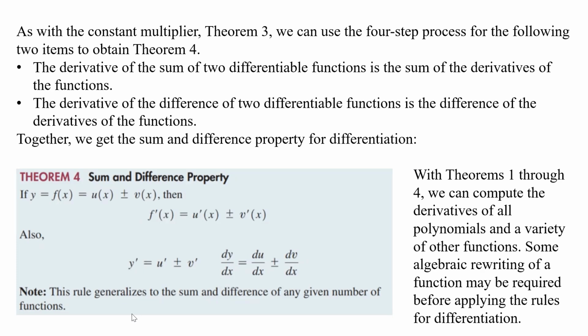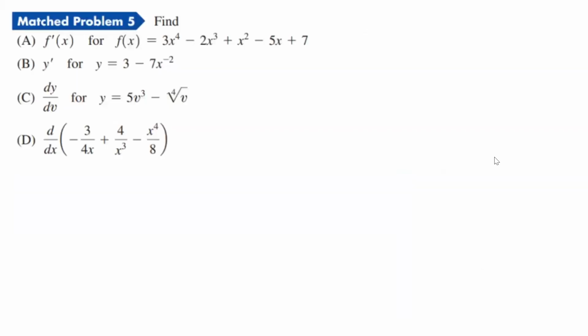Now, this rule generalizes to the sum and difference of any given number of functions. So it doesn't matter how many functions it is, you can go up to 10 million things and just take the derivative of each one, add them or subtract them together. So now that we have theorems 1 through 4, we can compute the derivatives of all polynomials and a variety of other functions. Some algebraic rewriting may be required, as you've seen up to this point, before we can apply the rules, but we can apply most of these rules and solve the problems. So let's look at a few examples here.